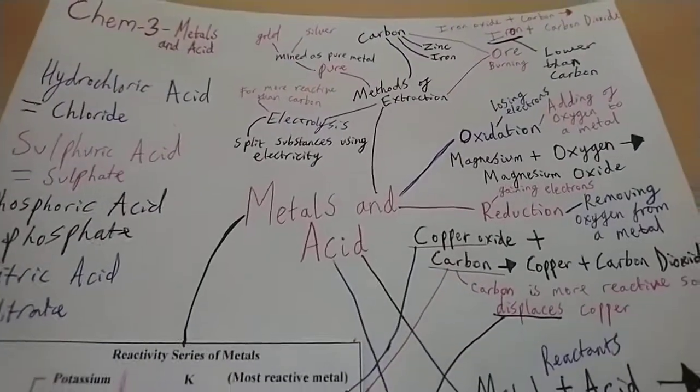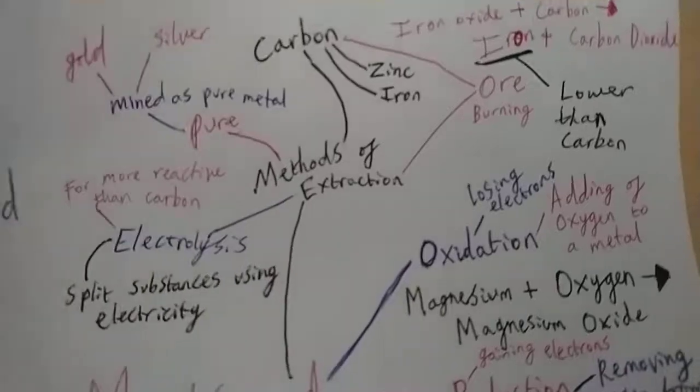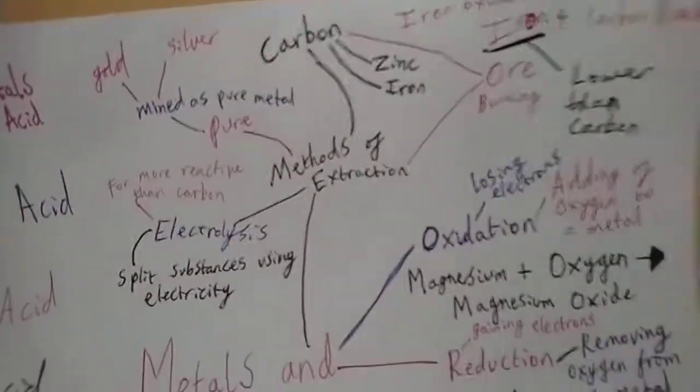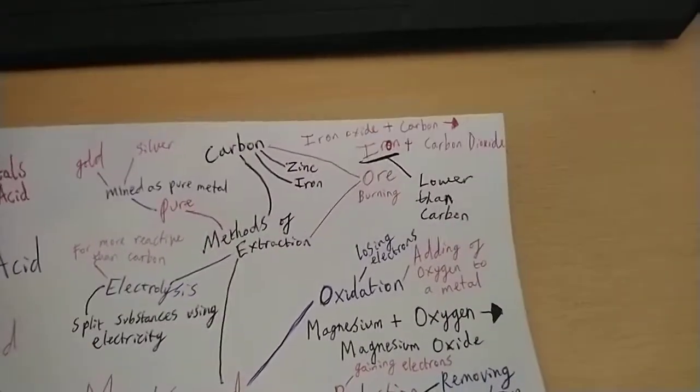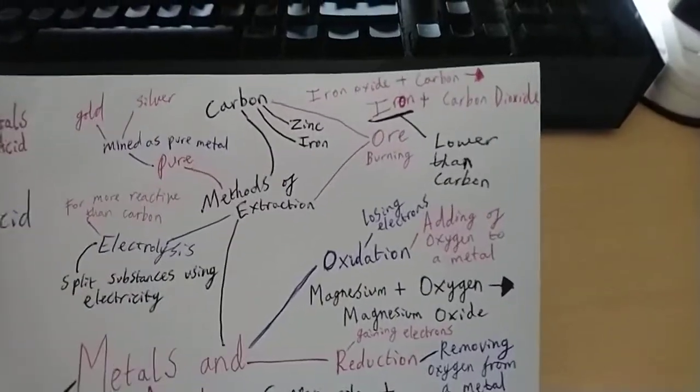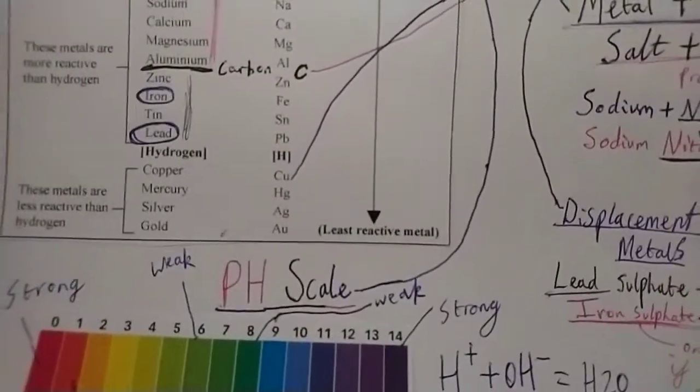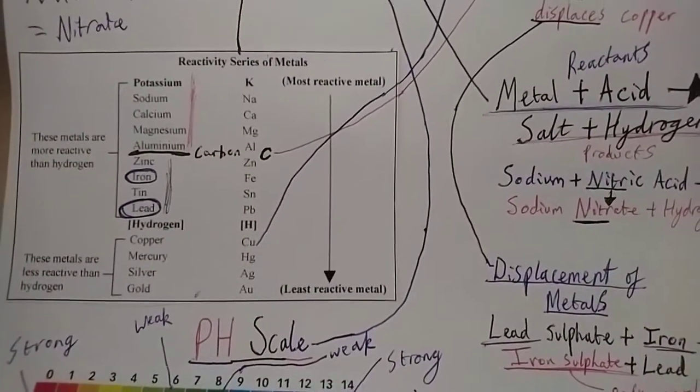So we've seen about what metals were in the previous videos. But how do we get metals? So this is through the methods of extraction. Ore burning is a way to get some very common metals, which are found as ores, such as the ones right down here, gold, silver, mercury and copper.